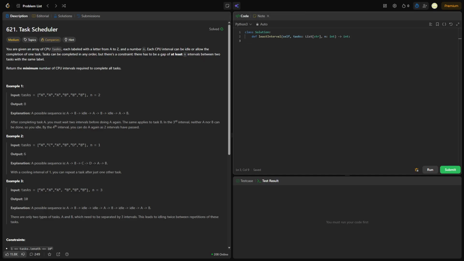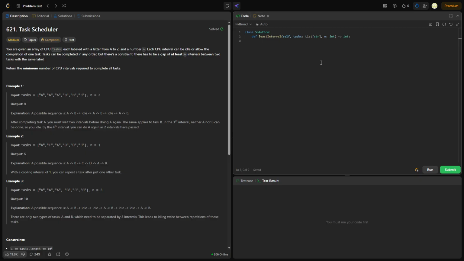What's up, everyone? This is LeetCode 621 Task Scheduler. We're given an array of CPU tasks, each labeled with letters from A to Z, and a number n. Each CPU interval can be idle or allow the completion of one task. Tasks can be completed in any order, but there's a constraint: there has to be a gap of at least n intervals between two tasks with the same label. We have to return the minimum number of CPU intervals required to complete all tasks.